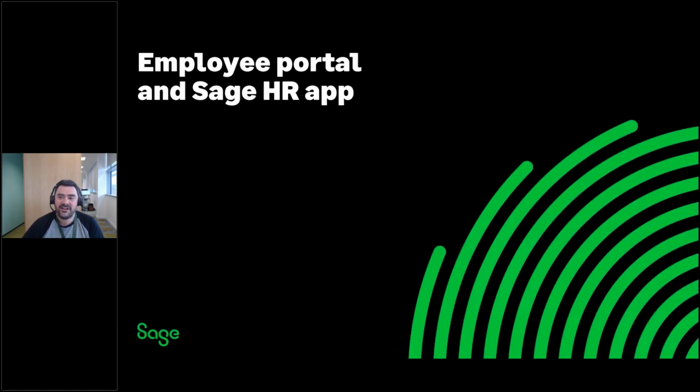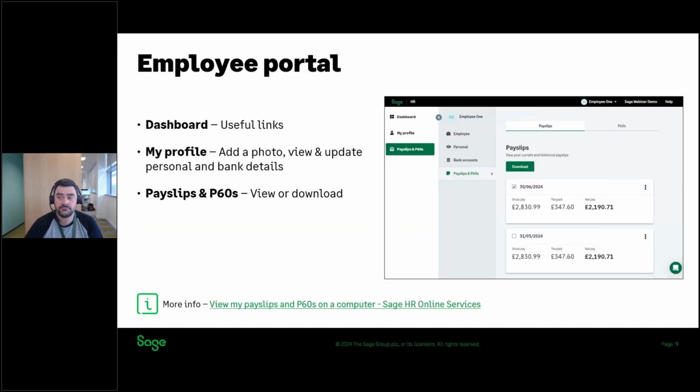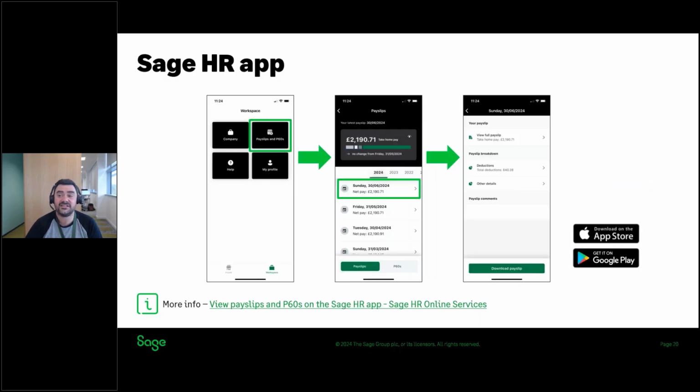We also saw in that previous demo a quick look at the employee portal. This is where the employees can self-serve their own personal details, bank details, payslips and P60s. In addition to that, they have access to a mobile app, the Sage HR app, which is available in the App Store and Google Play Store. So they can view their profile from there as well. They can view payslips and P60s. They can even download the PDF to their mobile device if they need to. So do check out more information on our help center.